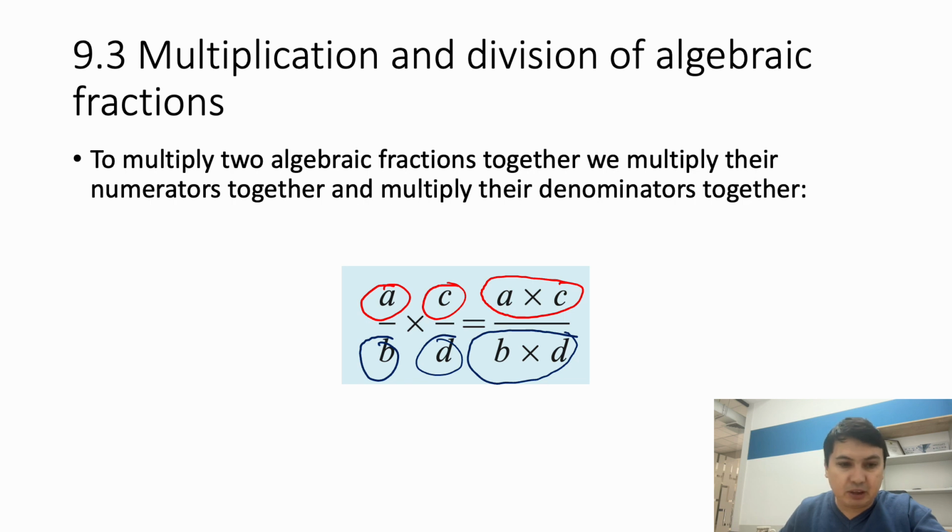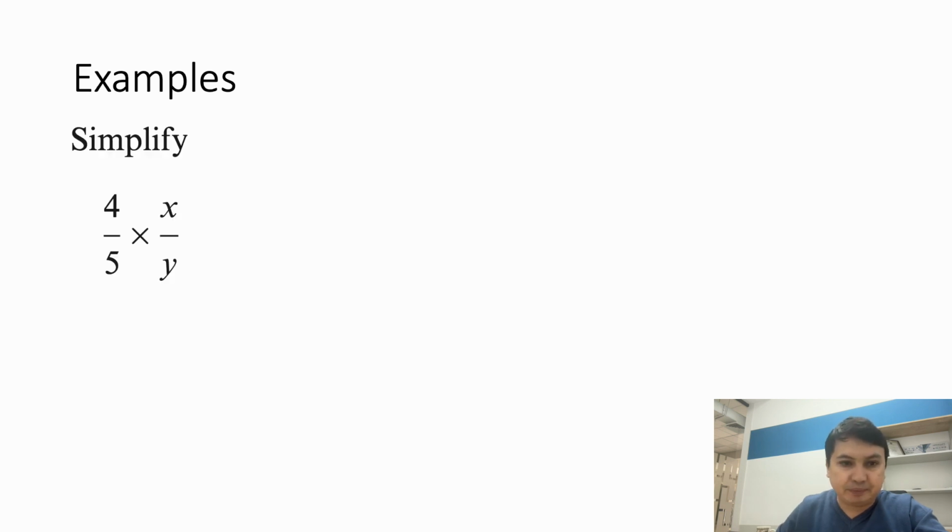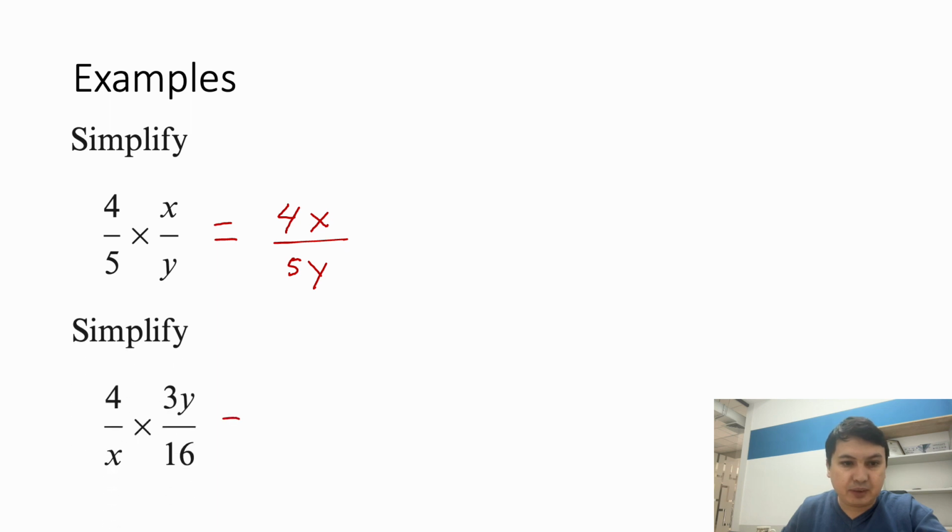So a simple example. So what do we get? Well, I have 4 and x, so it's going to be 4x. Here, denominator 5 and y, so it's going to be 5y, right? Another quick example.